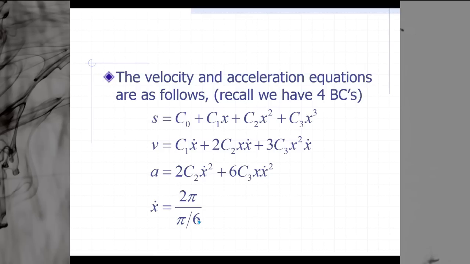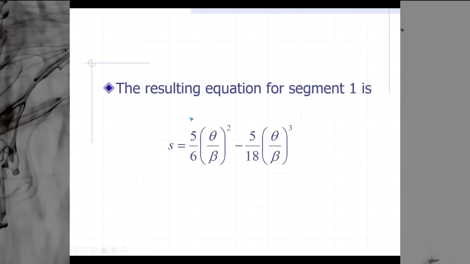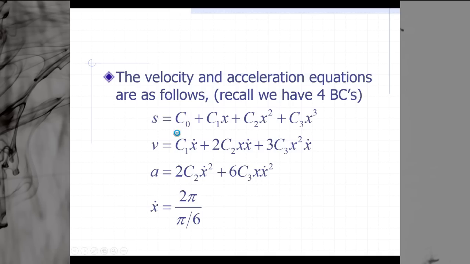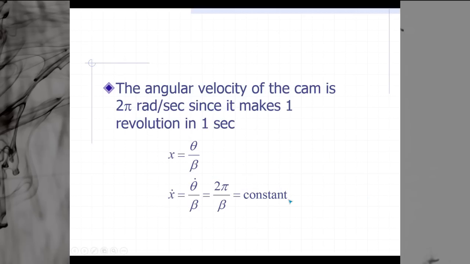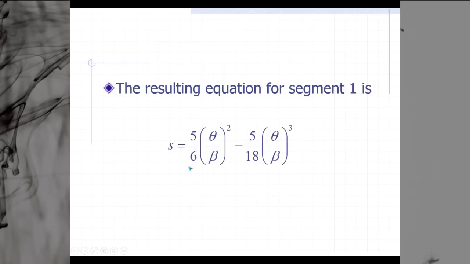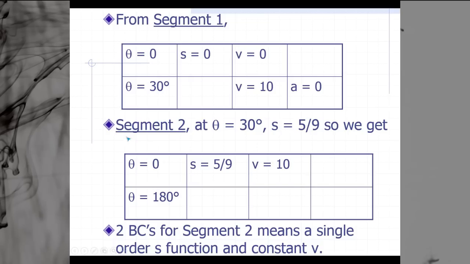So now it's time for us to determine the constants that we have here. We do that as normal, going back to our table. For example, when theta is equal to 0, our s will be 0 and our v will be 0. And then when theta is equal to beta, or 30 degrees, v is going to be equal to 10 and a is going to be equal to 0. When we solve for our constants, we end up with the following equation for our position. S is equal to 5/6 (theta over beta) squared minus 5/18 (theta over beta) cubed. So we have focused and finished our acceleration in this first segment.